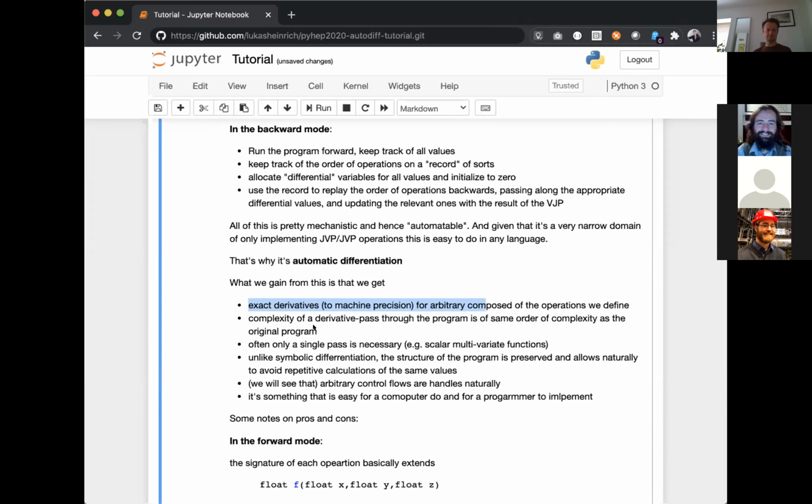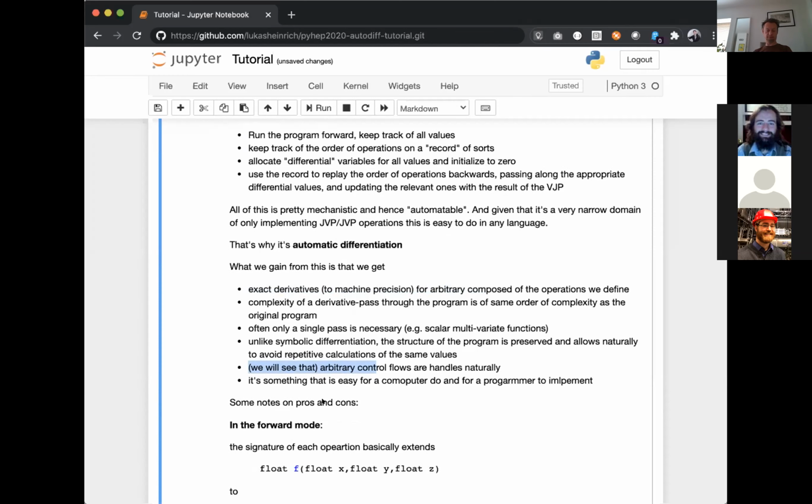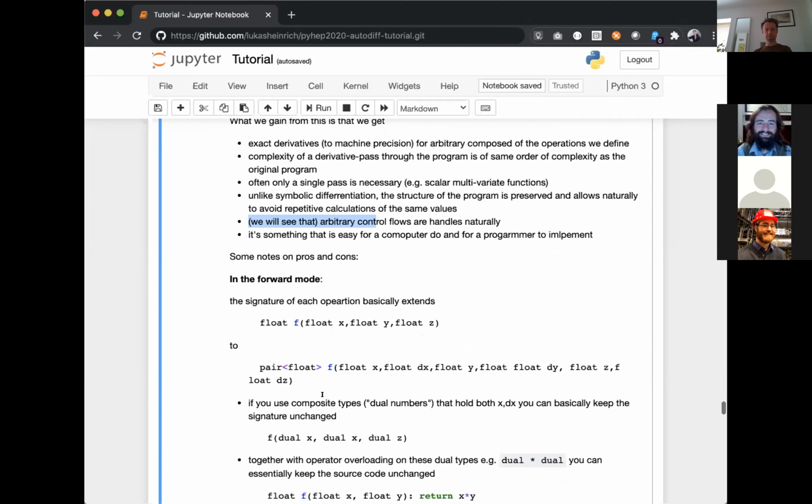You saw the structure of the program is still the same, even if you do the derivatives, just that for every operation that you do, you do one additional operation. So you basically spend twice the time, and oftentimes only a single pass through this program is necessary. You can get the derivatives of a program in a very efficient way, and it can handle arbitrary control flows. Obviously you will not do this by hand, but a programmer can very quickly implement a library. So it's easy to make this available in a different programming language, and in fact it is available in different programming languages.